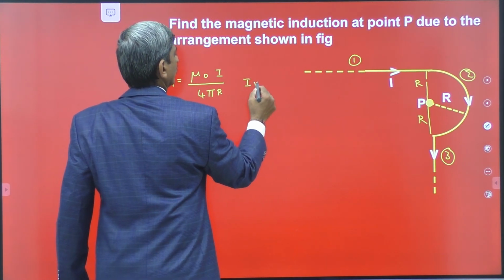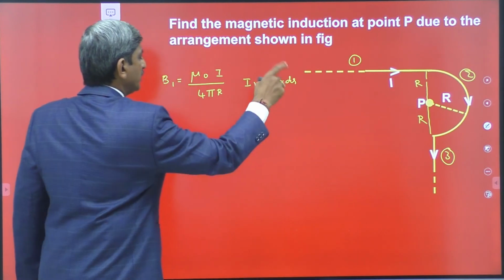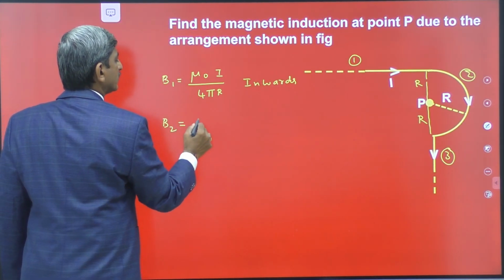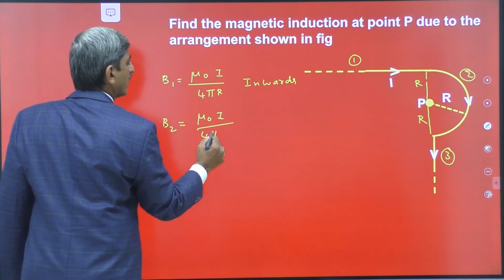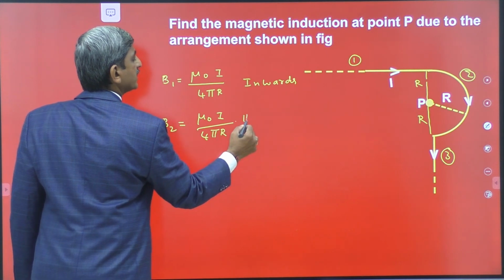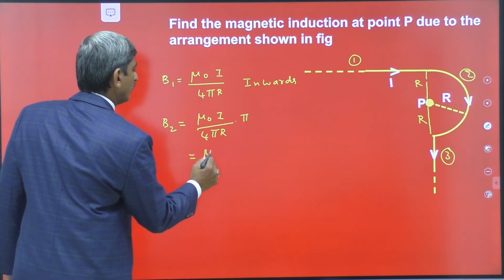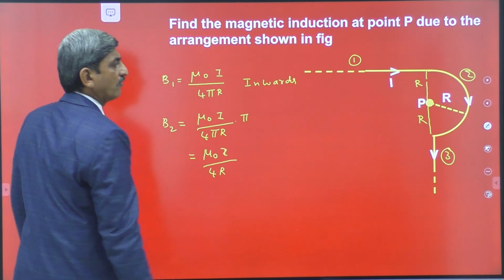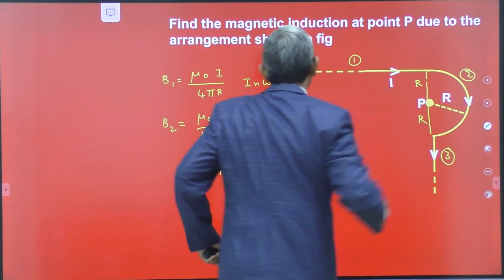And due to the semicircular coil, the magnetic field is given by B2 is equal to mu naught I divided by 4 pi r into theta. Here theta is equal to pi for the semicircular coil, so this is equal to mu naught I divided by 4r. What is the direction of the magnetic field? The direction of the magnetic field also acts inwards.